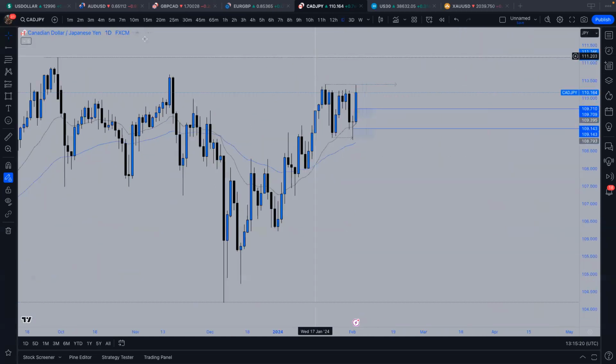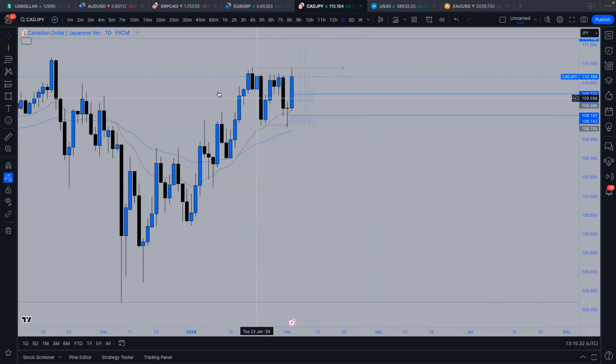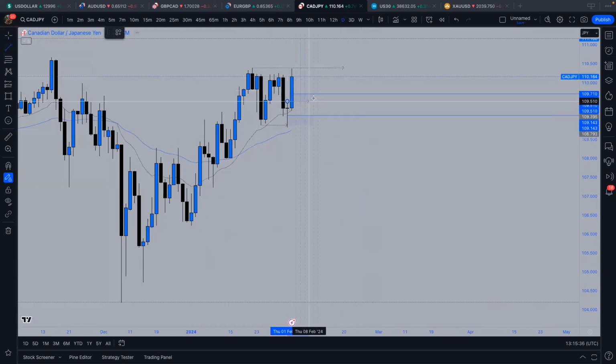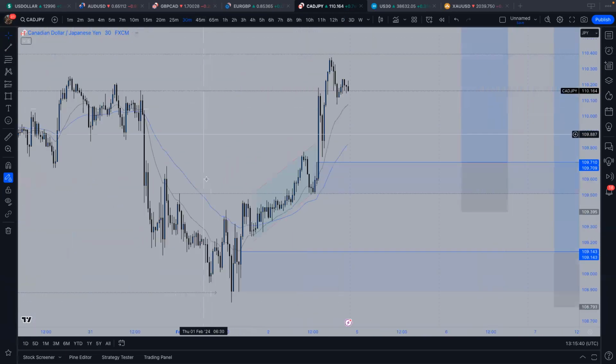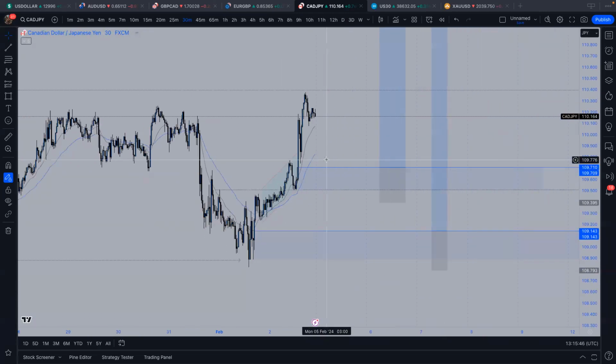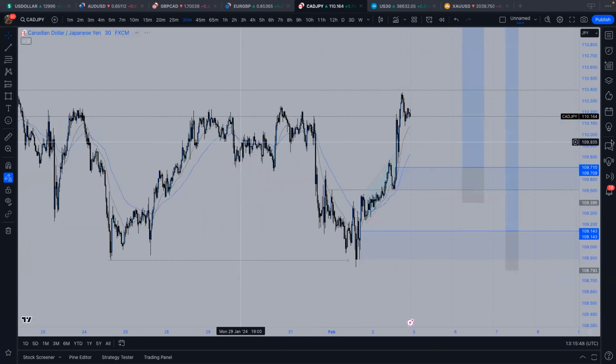Daily. What have we got? Friday, Monday, Tuesday, Wednesday, Thursday, Friday, Monday. So we do have this daily imbalance that I've just spotted, which is here. What does that line up with? Okay, so maybe could see a slight raid of this low if that is that daily imbalance. But again, let's see how we go.